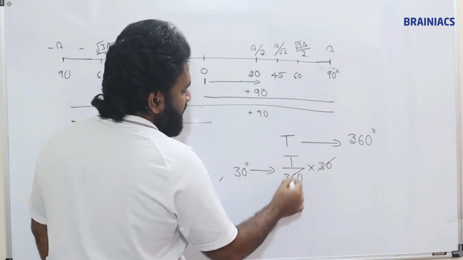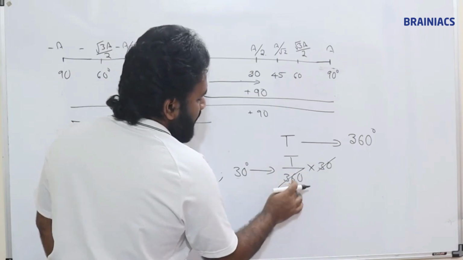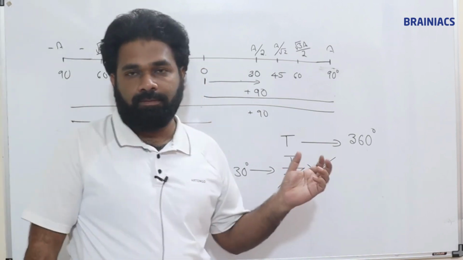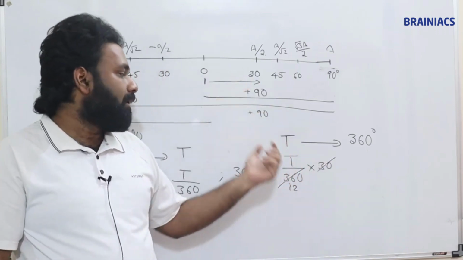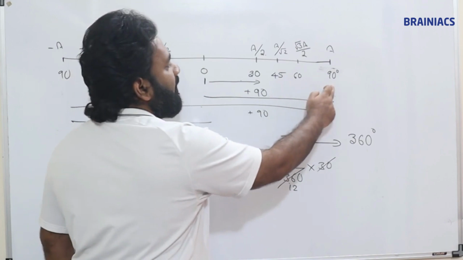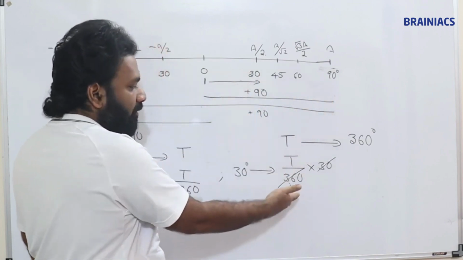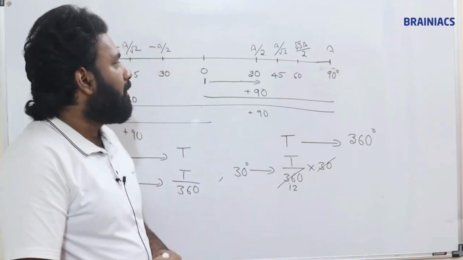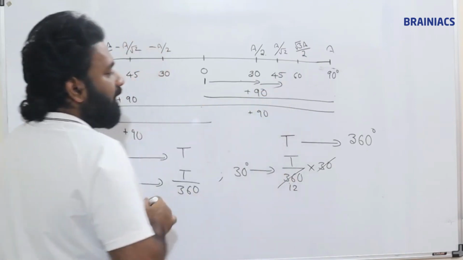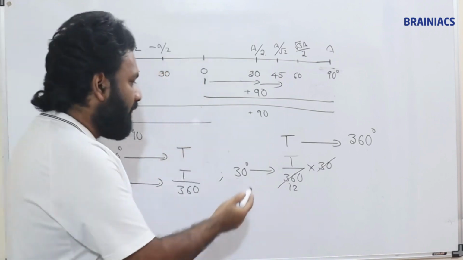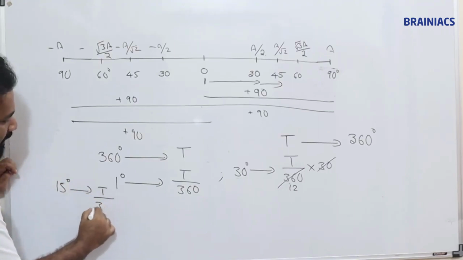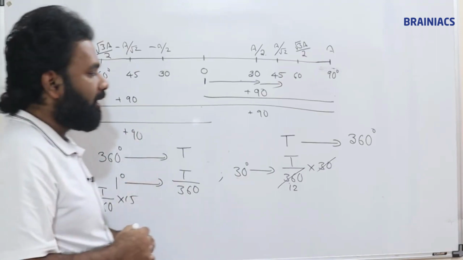So if I cancel this, this will become 12. Okay, so already we have seen the answer before. For 30 degree, how much is it going to be? T by 12, we have seen. Okay, this is T by 4, it was not T by 8, but rather we found that it is going to be T by 12. Now for all these cases, from 30 degree to 45 degree, if we need to find out, what can we use? For 15 degree, we can find it in this way, T by 360 into 15.